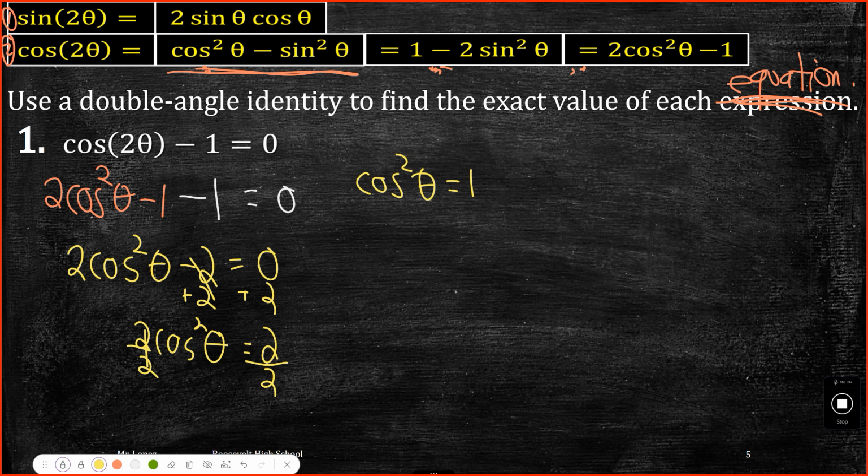Okay, so now what do we do next here? I'm at this step. Square root it. So we're going to get cosine theta equals plus or minus 1. You have to have that in your head by now, the unit circle. What are the answers?